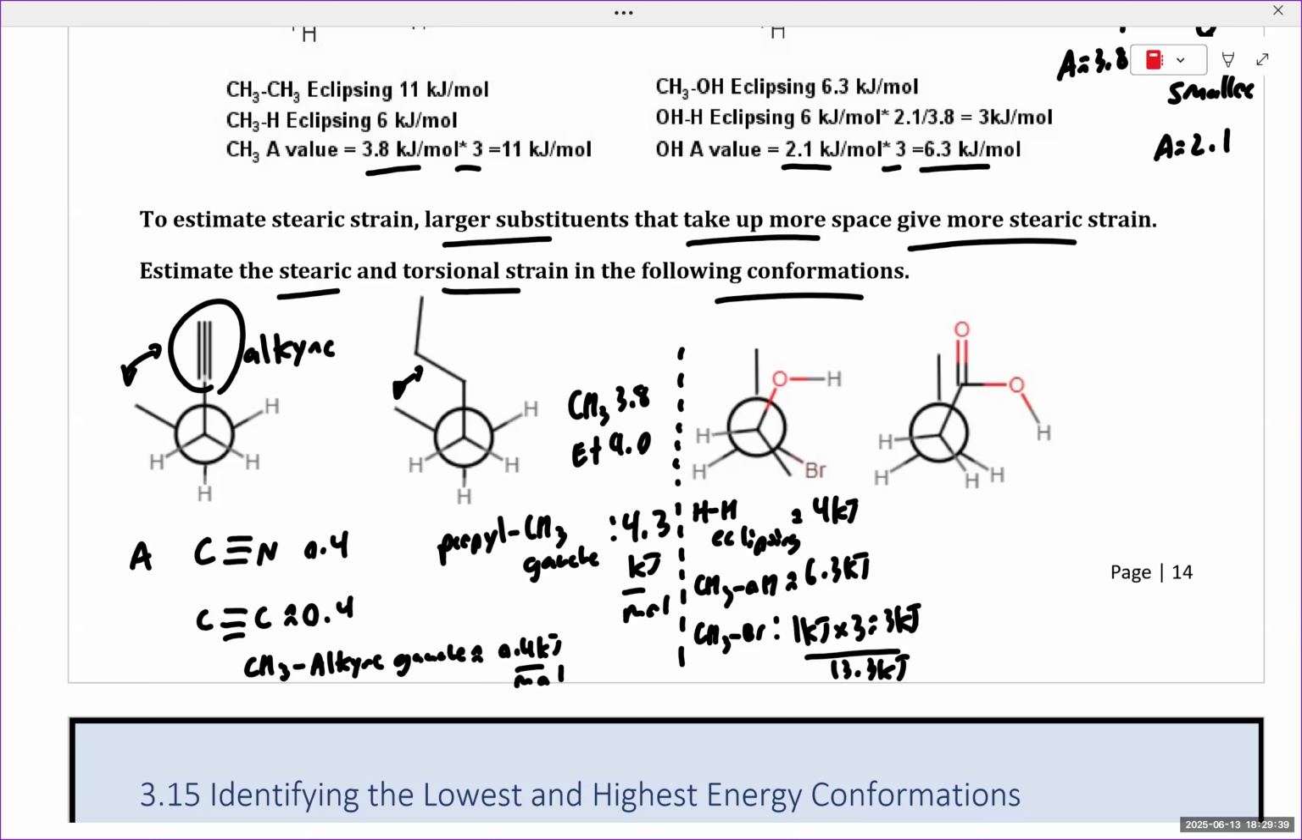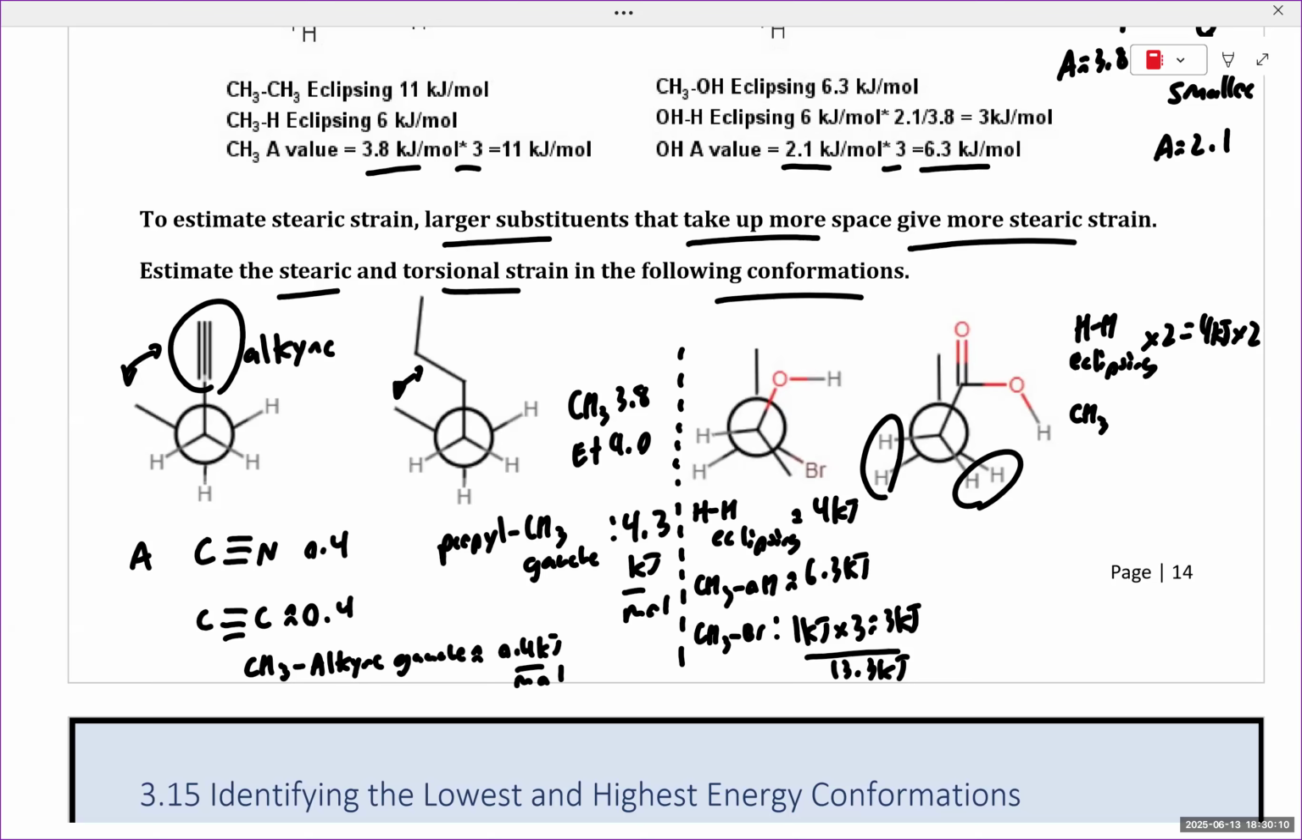Again, make sure to account for both eclipsing interactions, not just involving the complex substituents, but also involving the hydrogens, if the hydrogens are eclipsed. Okay, so looking in this case, we have a hydrogen-hydrogen eclipsing interaction. And we have 2 of them. 1, 2. So we have 4 kilojoules times 2.